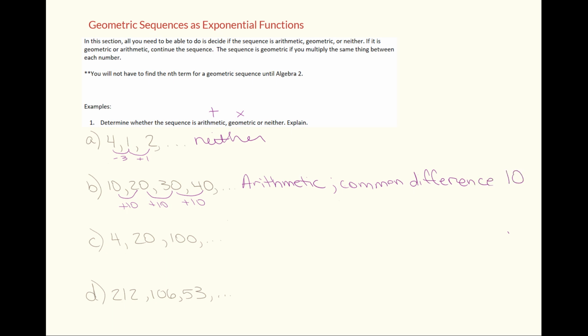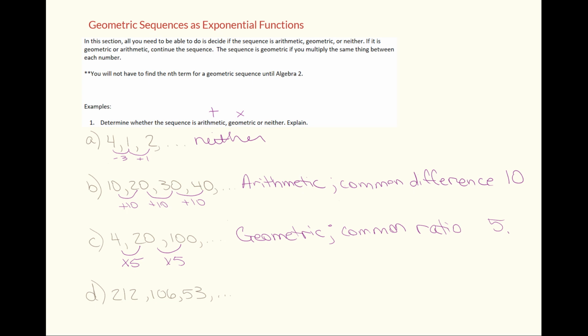In C, we're going from 4 to 20, and then 20 to 100. So I'd either be adding 15 or multiplying by 5. I'm going to be multiplying by 5 because 20 times 5 is 100. So I can say it's geometric. And instead of common difference, you have a common ratio, which is what you multiplied by, which is 5.